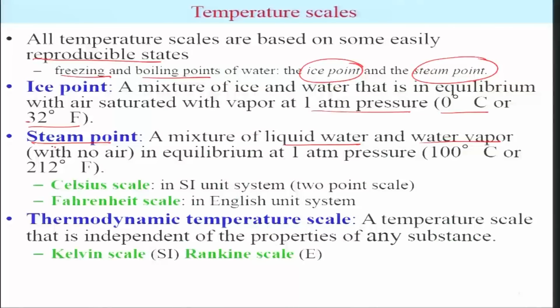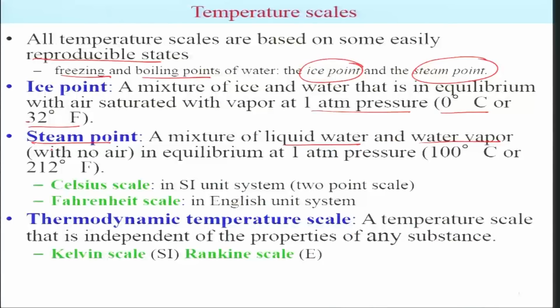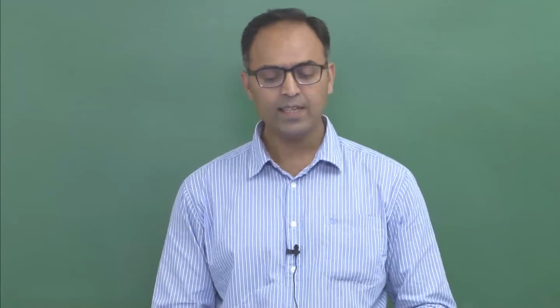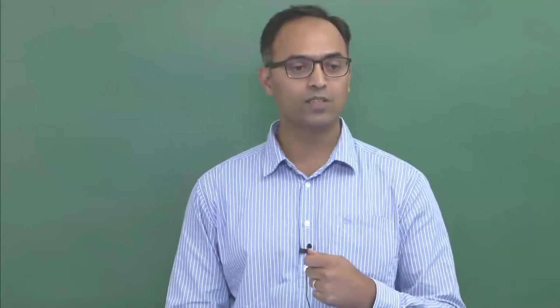And then the other point, which is at a much higher temperature, is the steam point. So the steam point is 100 degrees Celsius or 212 degrees Fahrenheit. These are the two scales which are based on this reproducible state, based on water. But then it depends on the fluid which you are using, and the idea was not to just stick to a fluid. It should be independent, and that gave rise to the idea of the thermodynamic temperature scale, which is independent of any fluid which we use.